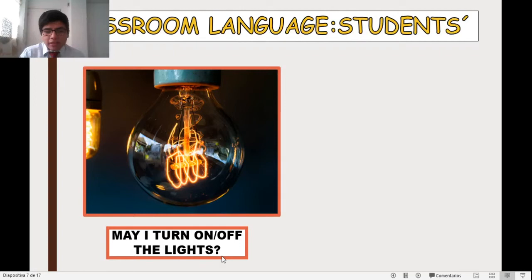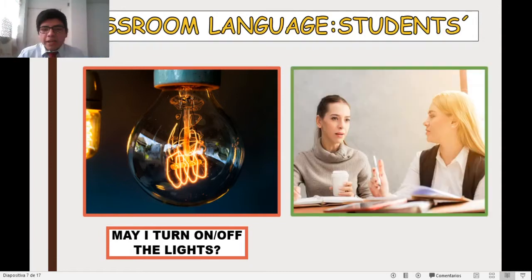Turn on the lights and turn off the lights. They are different, one question is opposite to the other. So you say, repeat after me, please. May I turn on the lights? Fantastic. On the other hand, we have may I turn off the lights? May I turn off the lights? Great. So you have two questions in one.